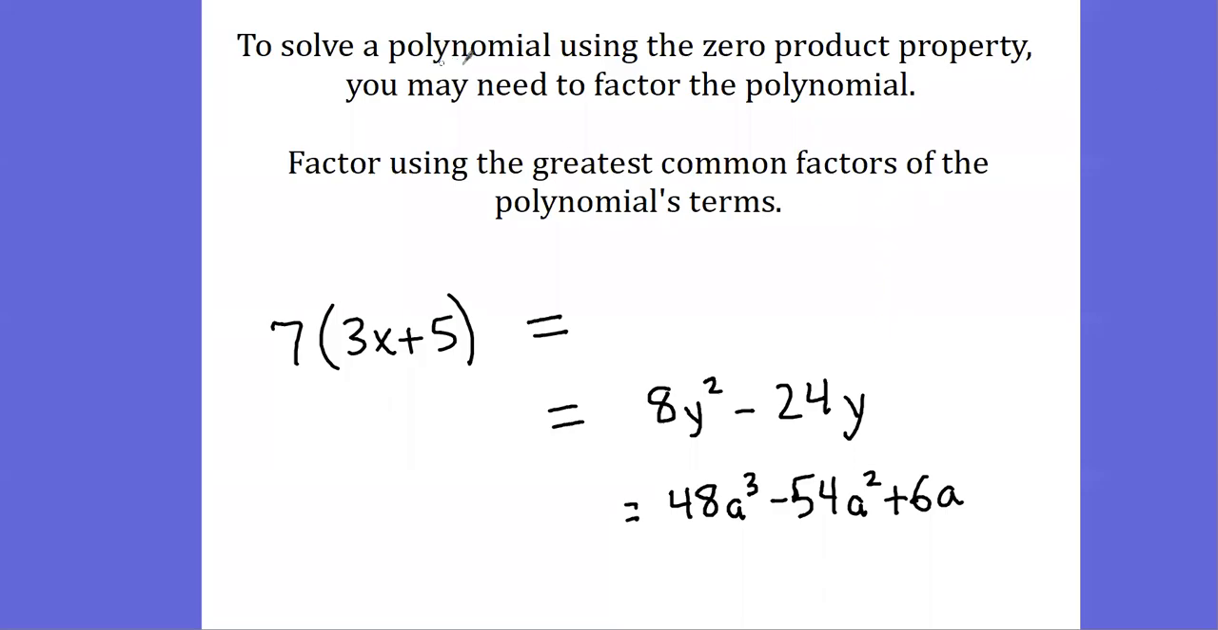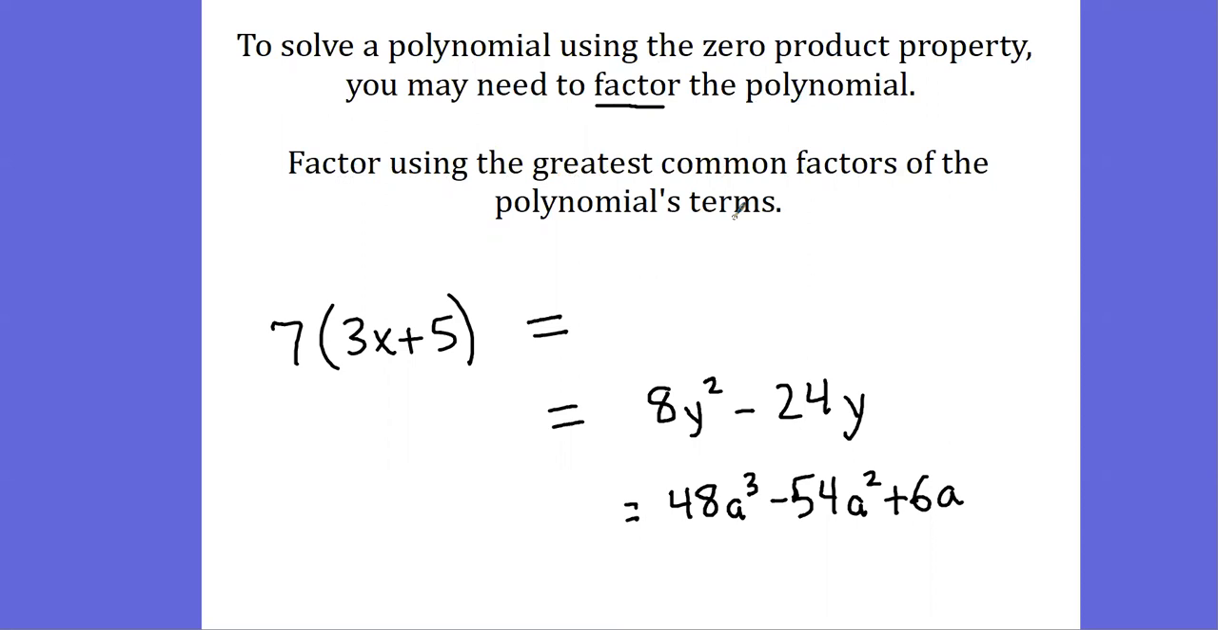To solve a polynomial using the zero product property, you may need to factor the polynomial. Factor using the greatest common factors of the polynomial's terms. So as I mentioned in a previous video, in order to solve these polynomial equations that have an exponent greater than 1, what we need to use is the zero product property.